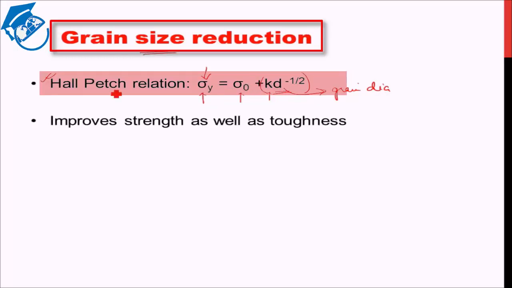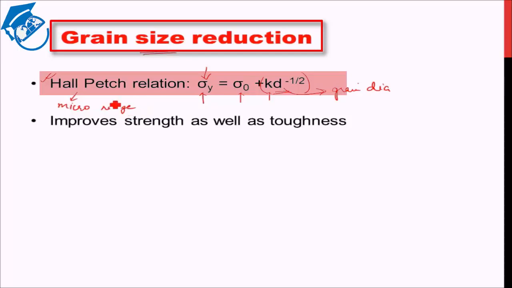But one thing to note is that this Hall-Petch relation, though it holds good for the microscopic scale, fails at very small grain size or very large grain size. So this is normally used in the micro range.